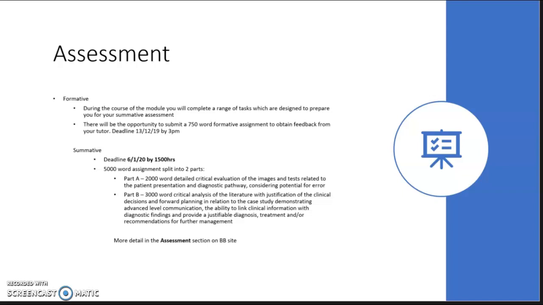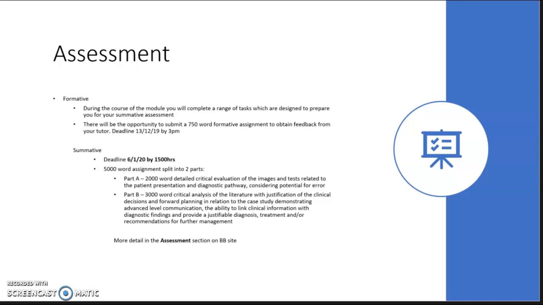So it might be worth, in the early stages, starting to think about potential case studies or patients you've come across which would feed into this module quite nicely. The deadline for this is the 6th of January by 3 o'clock, and that will be submitted onto Blackboard, and it will also be submitted via Turnitin.